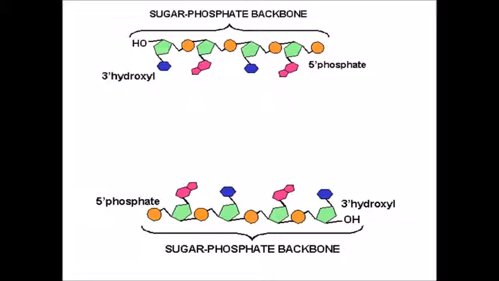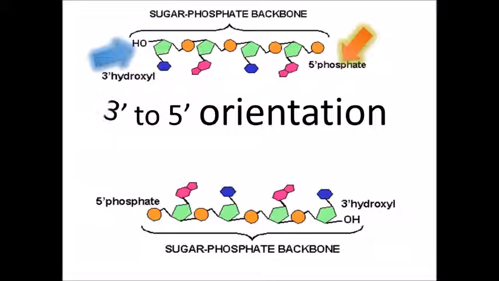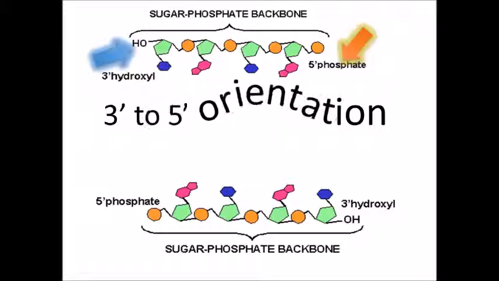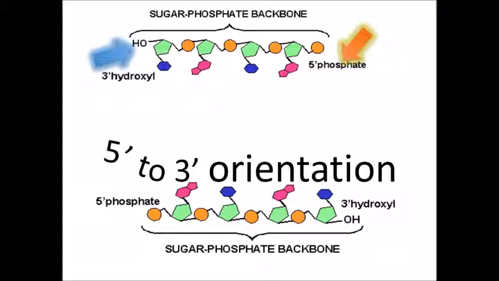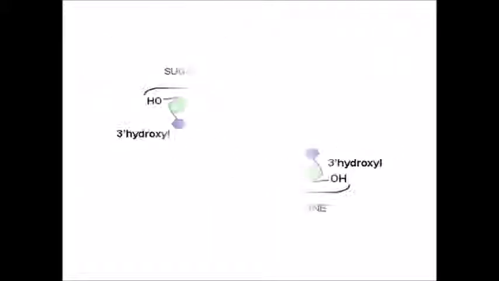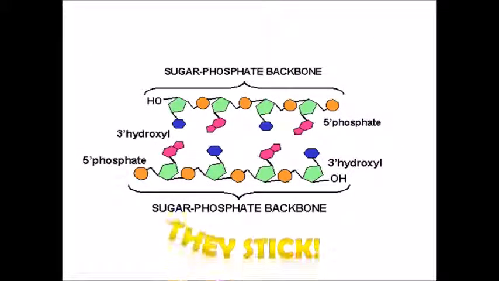Thus, we have a sugar-phosphate backbone, from which the bases stick out like ribs. Note that our little DNA, or RNA molecule, like the nucleotides that make it up, has both a 3' hydroxyl and a 5' phosphate end. The first strand we leave in the 3' to 5' orientation, and the other we flip around to the 5' to 3' orientation. Bring them close together and hey! They stick.